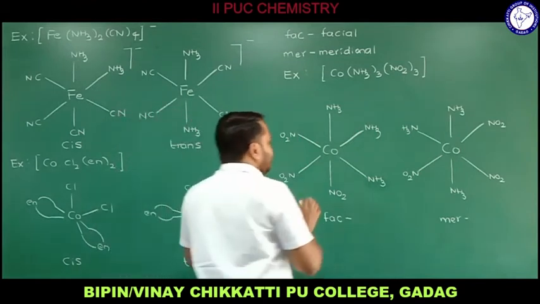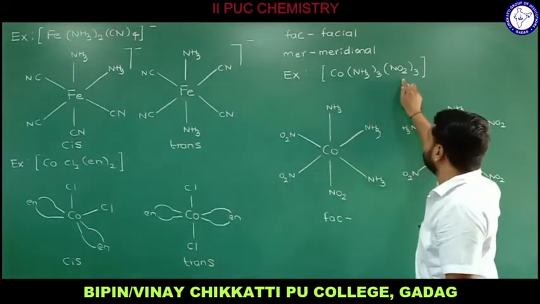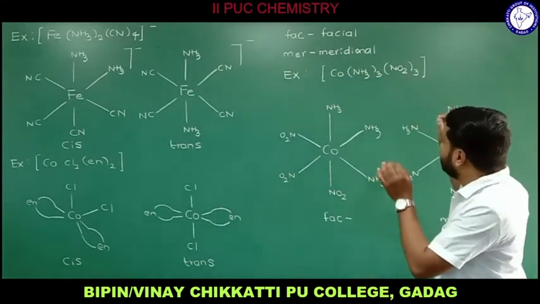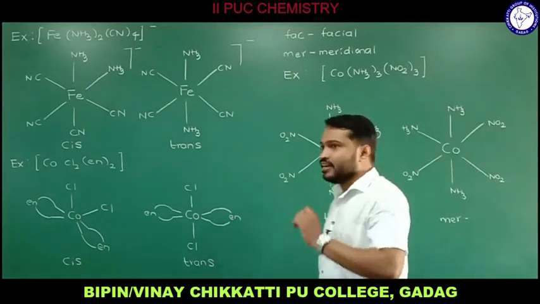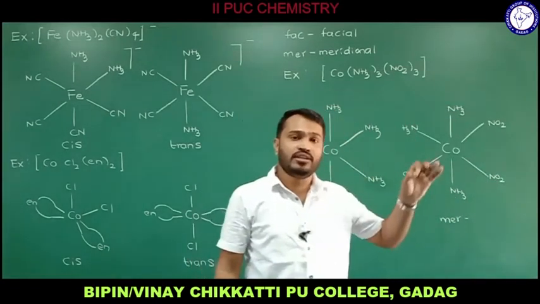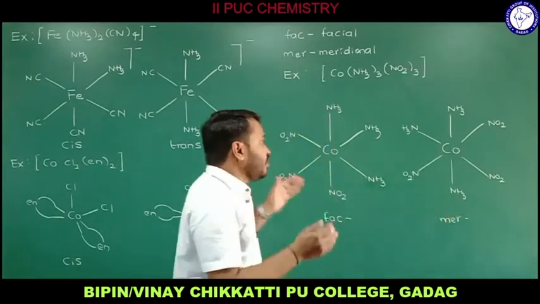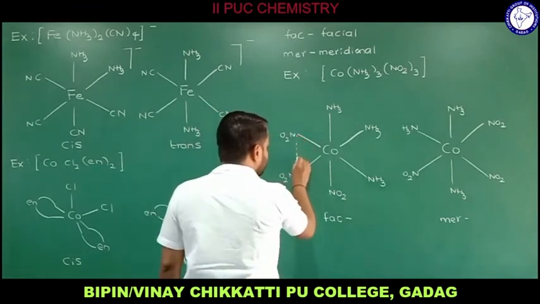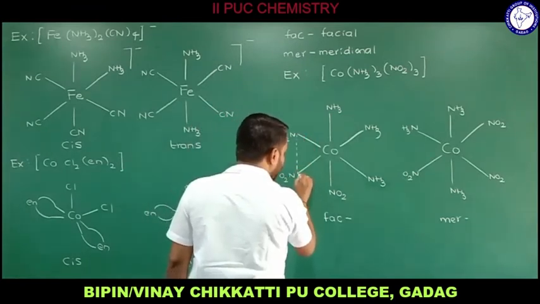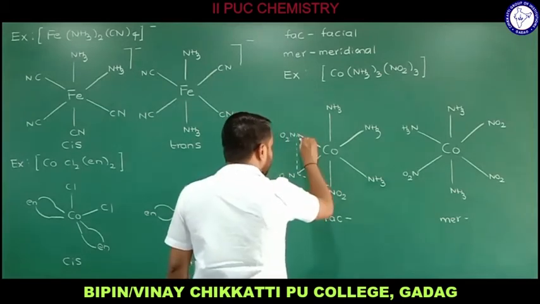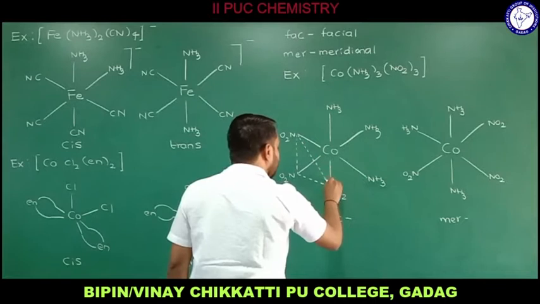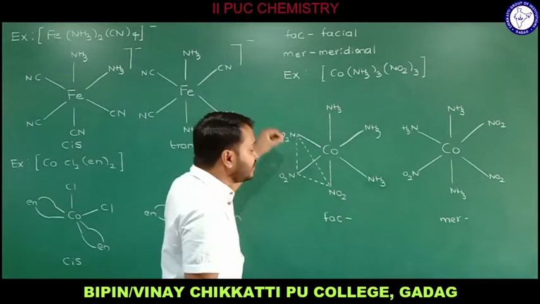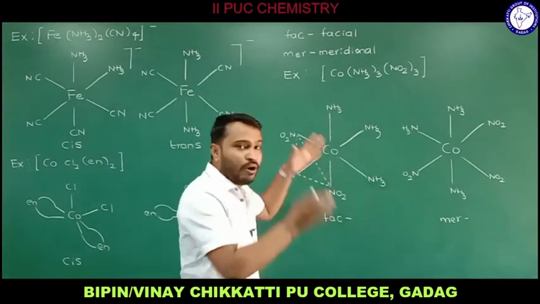Remember that in this example we have two different kinds of ligands, NH3 and NO2. If I consider NO2 as a ligand, nitrogen is the ligating atom. So the 3 nitrogen atoms of NO2 are present on the faces of the octahedron. I can represent here NO2, NO2 and NO2, and these identical NO2 ligands are present on the faces of the octahedron. The faces are not exactly supposed to be inside, but on the faces.